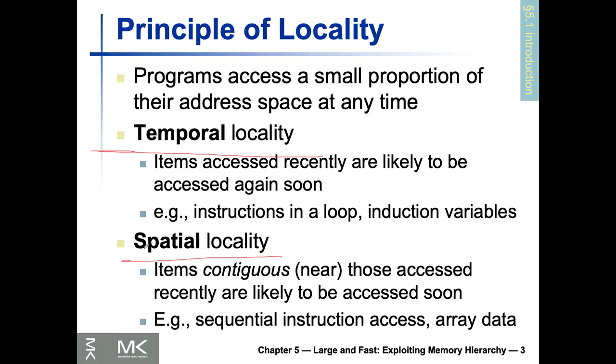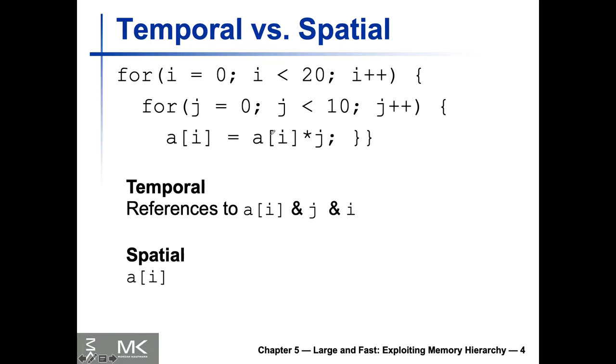So using these two principles and having these two codes, we mentioned that we can refer to the references to A[i], j and i as temporal because we are accessing them many times, right? And for spatial, we can also consider A[i] because at one iteration we were accessing A1 and then A2, right? A3.